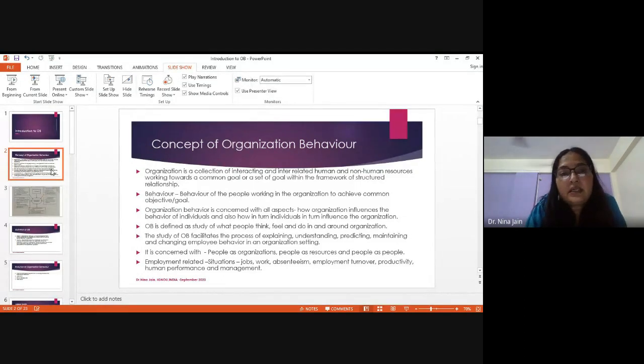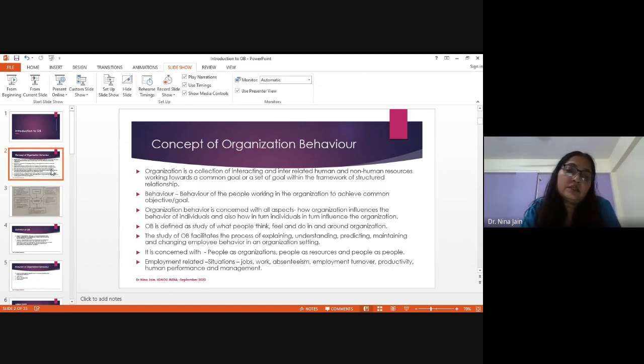What has been said about the organization is correct. What is behavior then? You already know. It is not the behavior of the organization, but we study the behavior of the people working in the organization to achieve the common goal or objective. So summing this up, the third point says that organizational behavior is concerned with all aspects, meaning how the organization influences the behavior of individuals and also how individuals in turn influence the organization. It is both ways, it is not one way. So both things you have to see while we study organizational behavior.